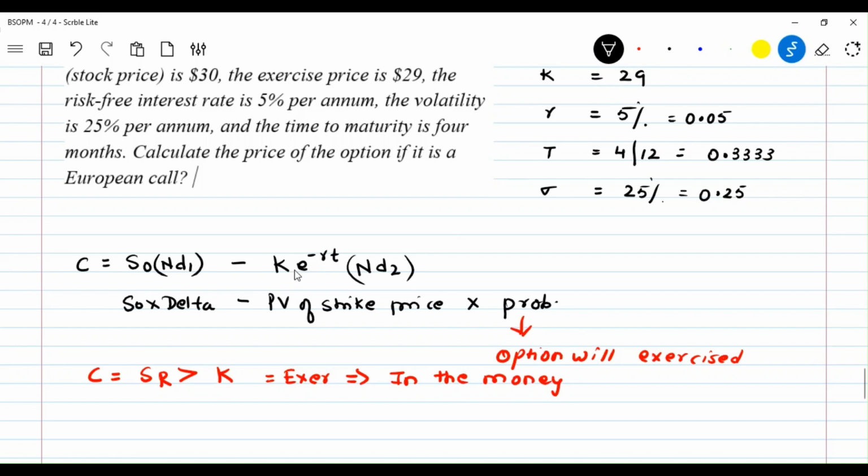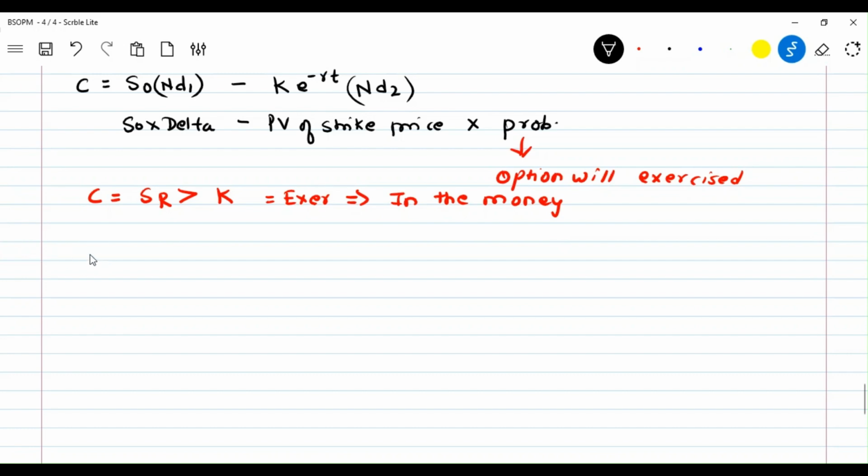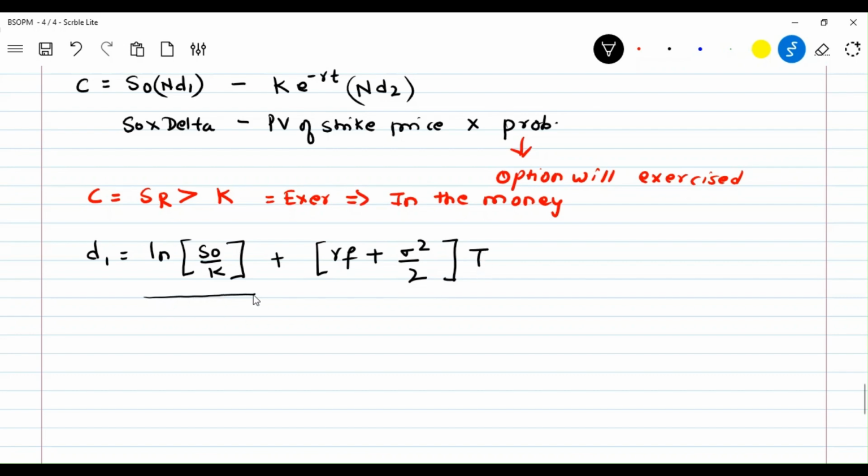Now, having said that, we have to calculate the value of D1. So let me write down the formula of D1 quickly. It is ln of spot rate divided by K, plus RF plus variance divided by 2, multiplied by time. This whole will be divided by standard deviation times the square root of time. This is the formula of D1.